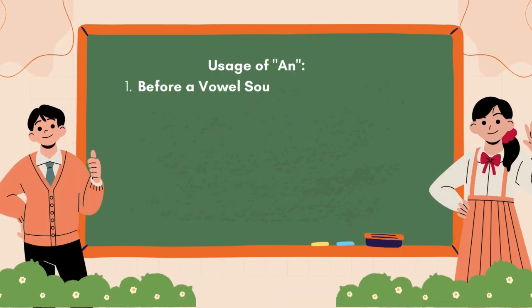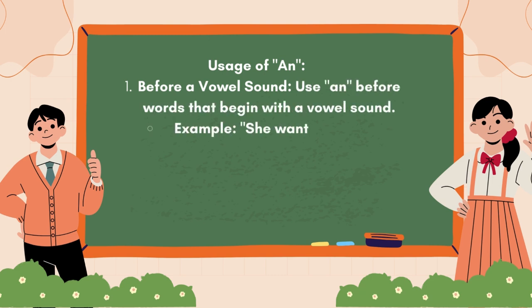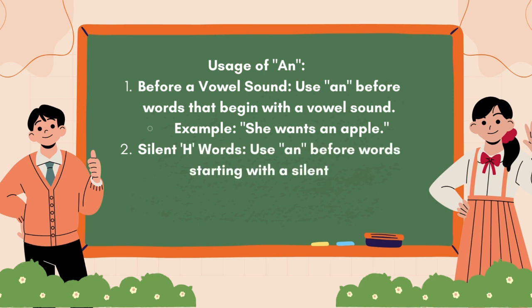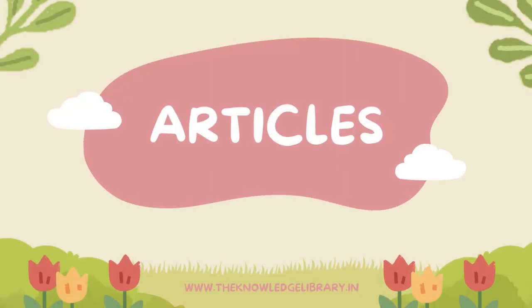Usage of an. Number 1. Before a vowel sound. An is used before words that begin with a vowel sound. For example, she wants an apple. Number 2. Silent H words. They are used before words starting with an silent H. For example, he is an honest man. Now let us move on to the MCQs.